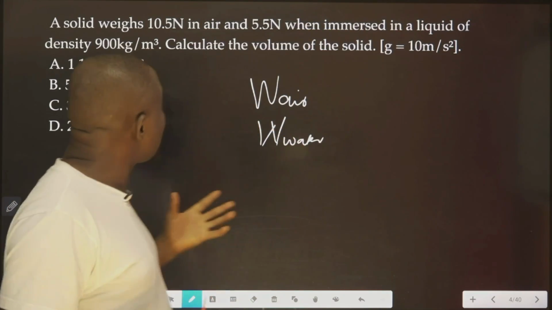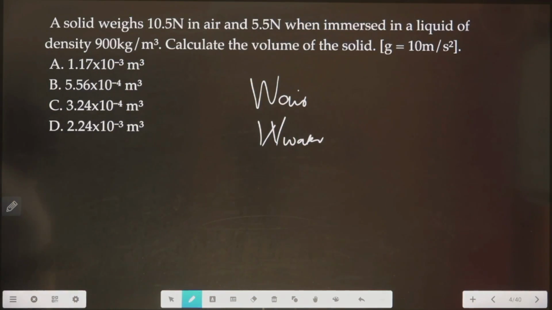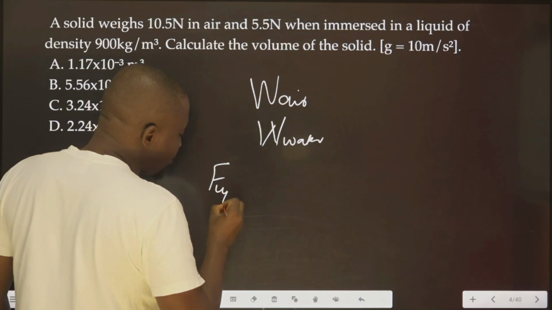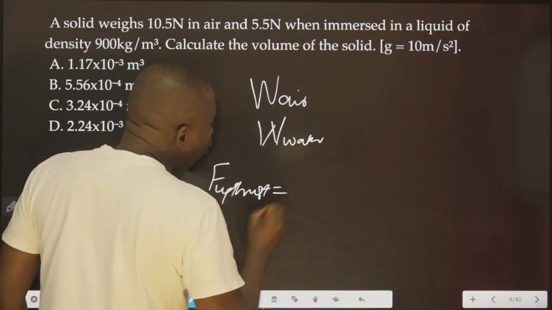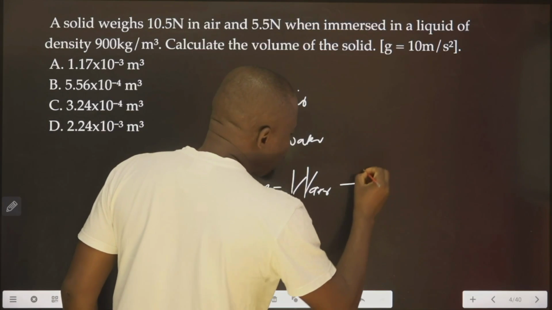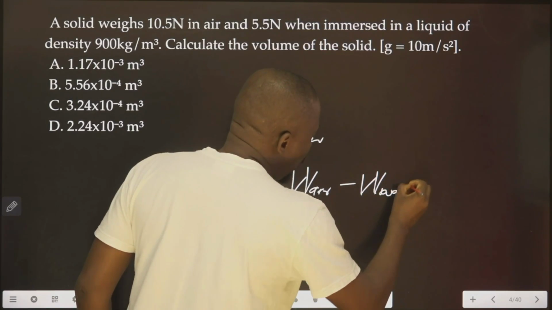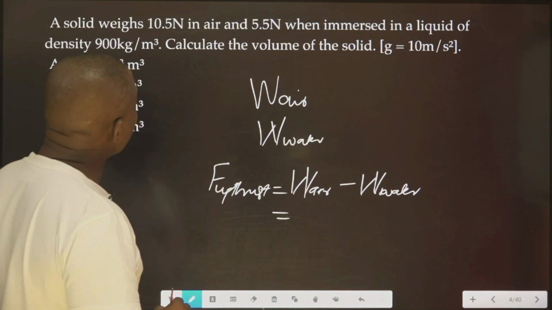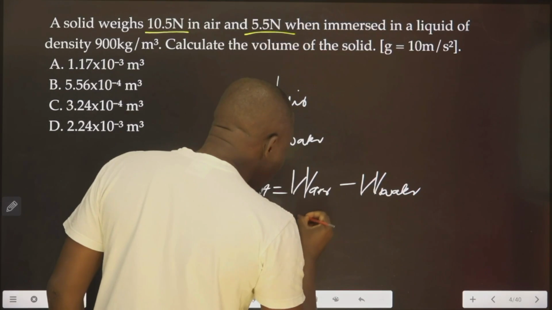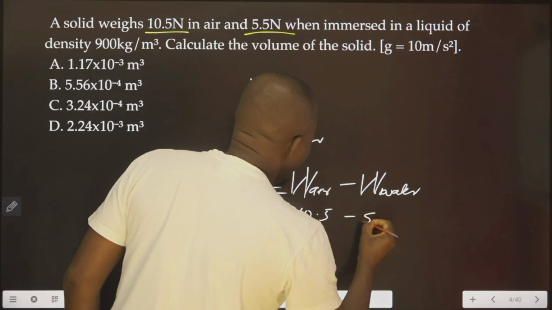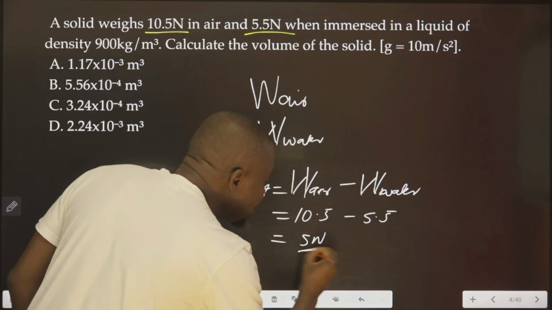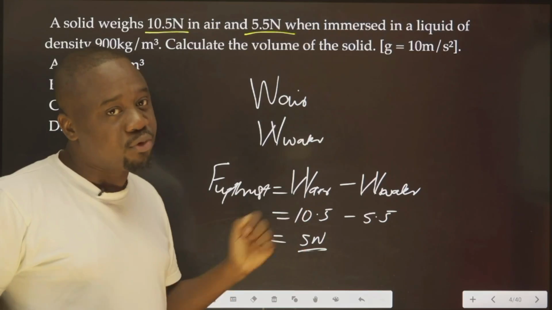We are asked to calculate what? The volume. So what we're going to do now is that this force that is helping us, the upthrust, okay, is equals to the weight in air when it's outside water minus the weight when it is inside the water. As you can see here, this is outside water, inside water. That is 10.5 Newton minus 5.5 Newton. To subtract this, you agree with me, you're going to have 5 Newton. This is the upthrust.